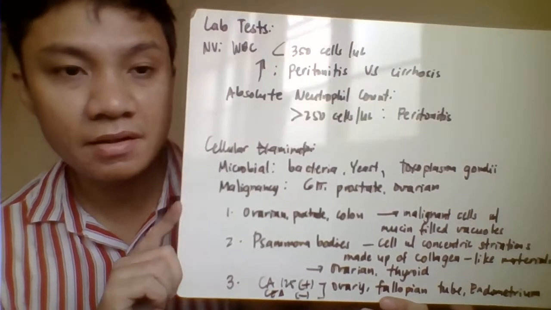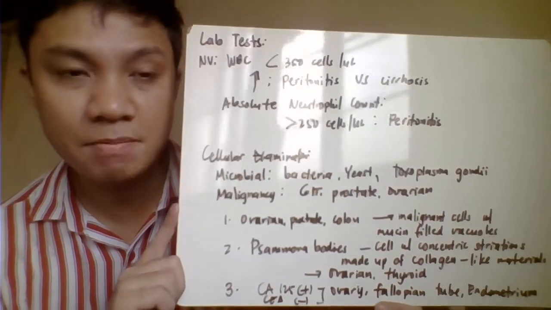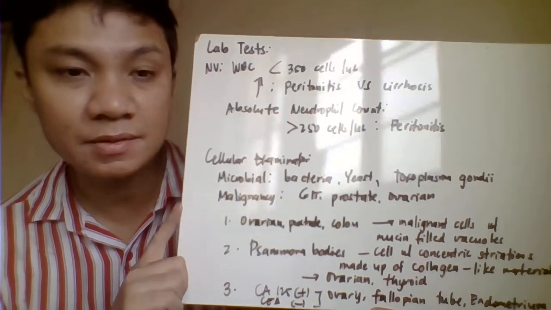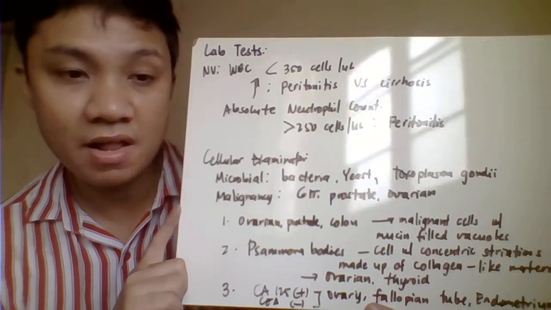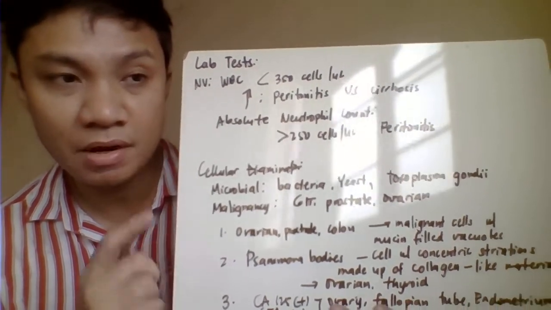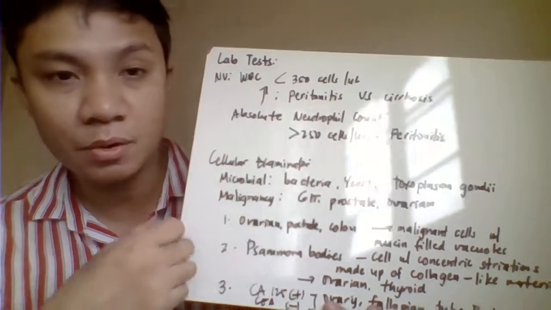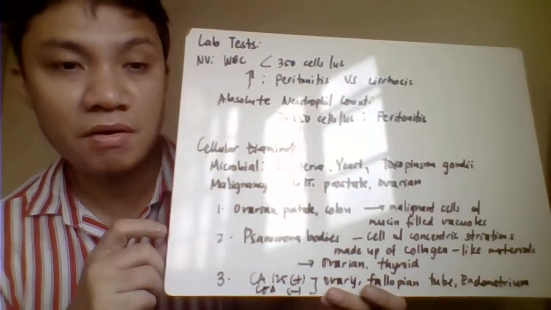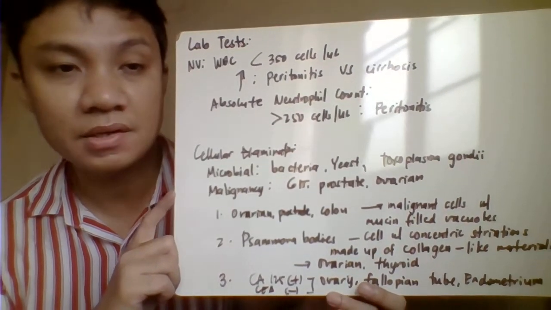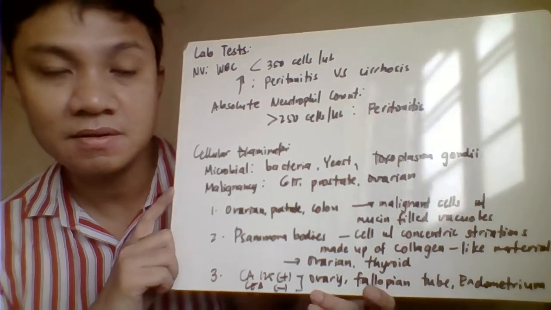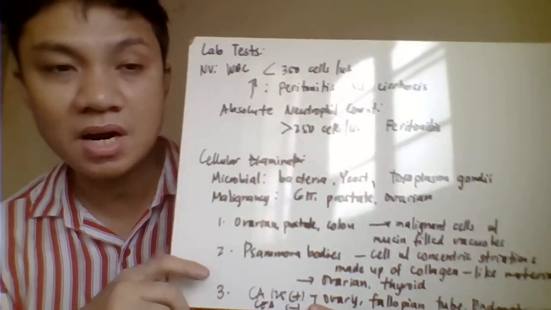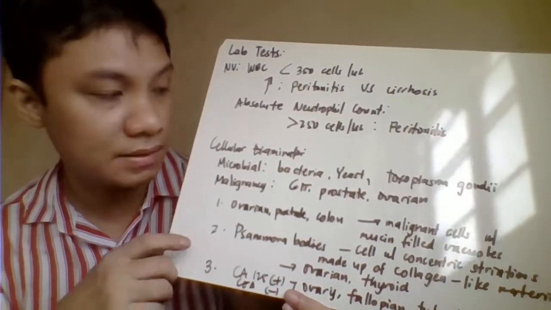Okay, then we have here the cellular examination. For your WBC count, the normal value is less than 350 cells per microliter. However, increased level of the WBC count may be related to your peritonitis, we're talking about your appendicitis, or it could also be related to your cirrhosis. To differentiate the two, you need to perform your absolute neutrophil count. If the result here is more than 250 cells per microliter, then that signifies your peritonitis, for example your appendicitis, not your liver cirrhosis.